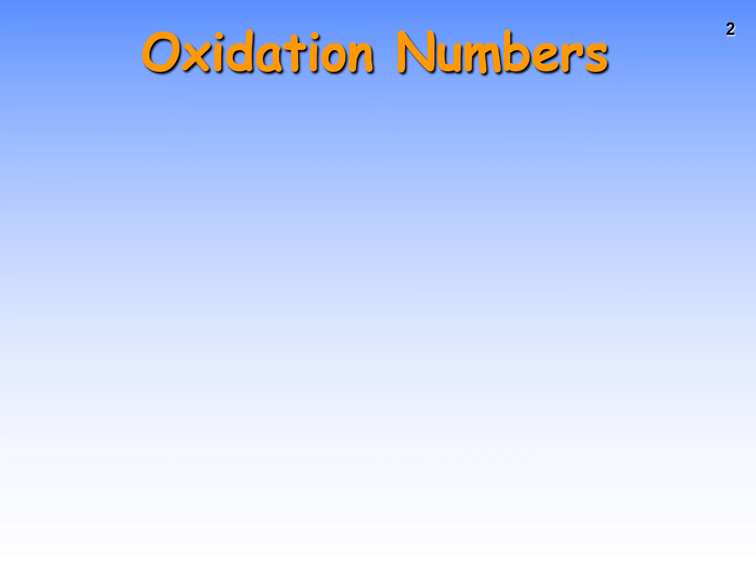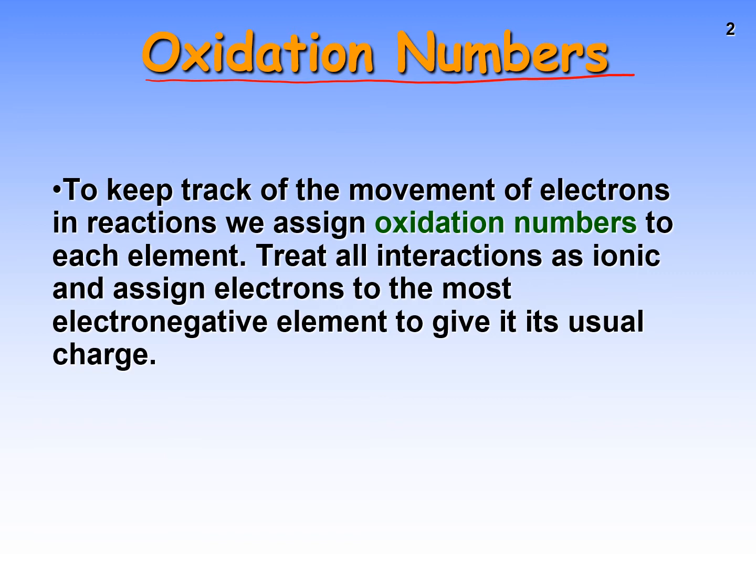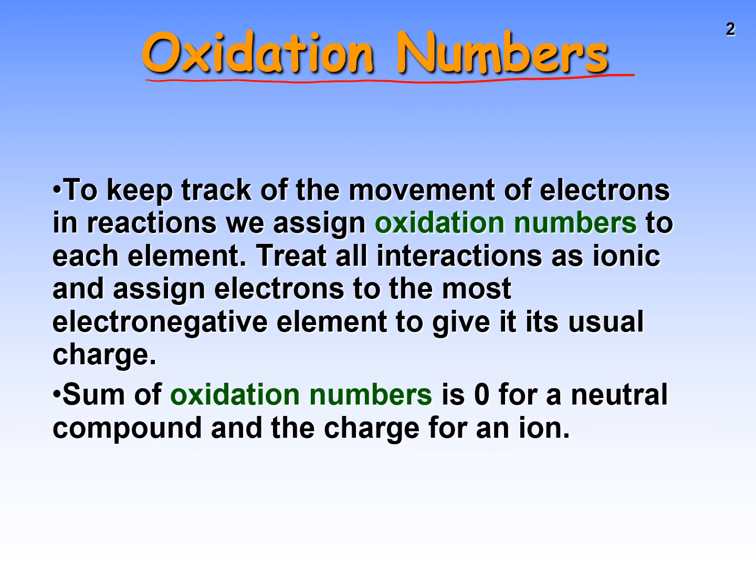So, oxidation numbers. These are things that you should definitely have covered in Chem 1A. Just to quickly review, to keep track of electron movements in redox reactions, which is what batteries and electrochemistry is all about, we assign oxidation numbers to each element, and we treat all interactions as ionic and assign electrons to give the most electronegative element its usual charge. The sum of all the oxidation numbers within an ion or a molecule has to add up to the charge on that thing. So if it's a neutral molecule, it has to add up to 0, and if it's an ion, it adds up to the charge on that ion.